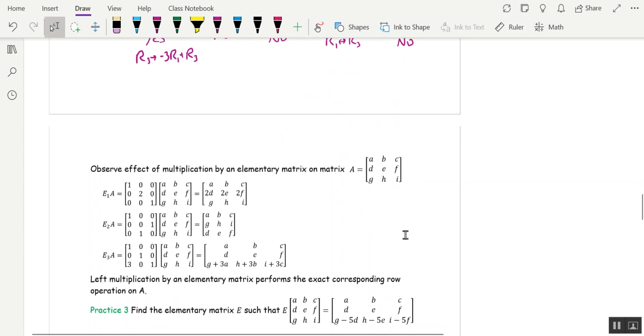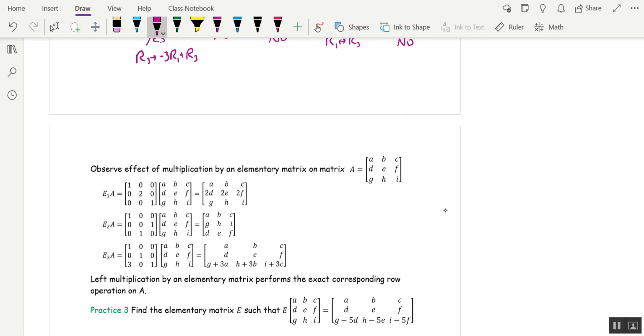Here's why. Elementary matrices are so cool. So imagine you're talking to your computer and you want your computer to take a matrix. Here's our matrix A. Take a matrix and multiply row 2 by 2. So how are you going to tell the computer to do that? You can't say to the computer, oh, please multiply row 2 by 2.